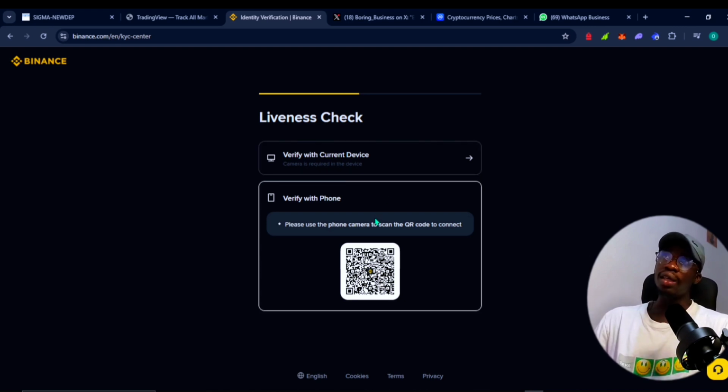Remember, I'm working and doing this on my desktop, and most desktops don't have the capacity of a very good camera, so I'm going to advise that you do it with your mobile phone. You continue on your mobile phone. And how do you get to do that? All you need to do is open up your mobile phone camera, scan the screen code, and it's going to take you to the page where you're going to get that done. Do the liveness check, voila, and that is done.